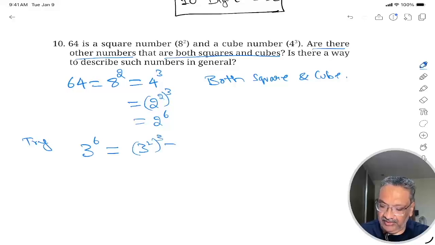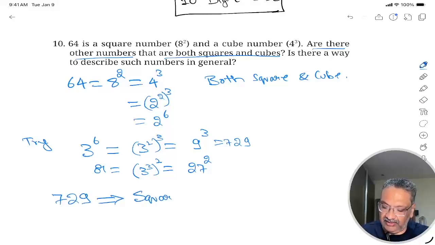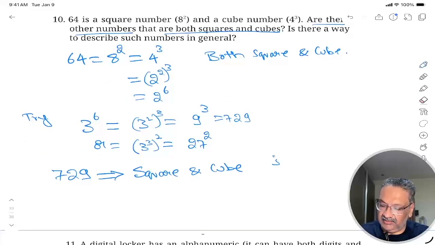3 square cube is equal to 9 cube, or it is also equal to 3 cube square, which is 27 square. Correct? So what is 9 cube? 9 cube is 81 into 9, which means 729. So this is another possible combination. So 729 is both a square and a cube, a cube of 9 and a square of 27.